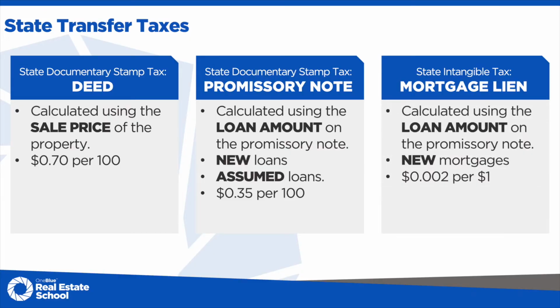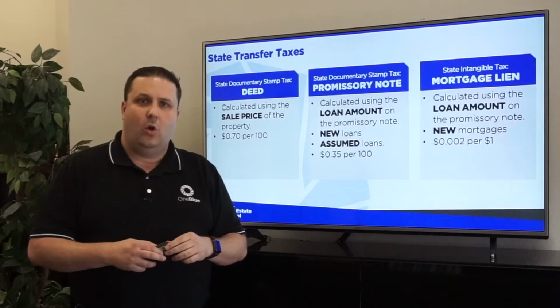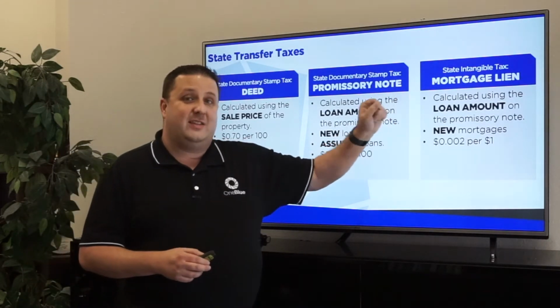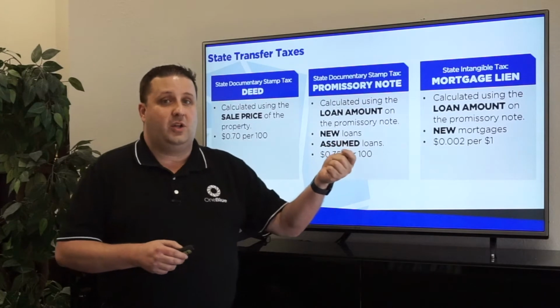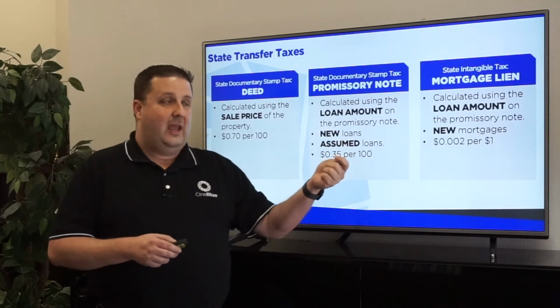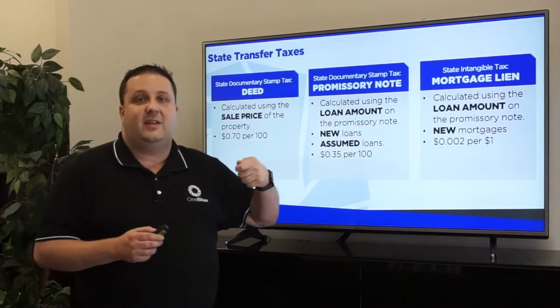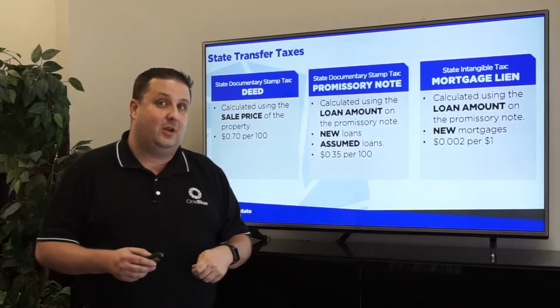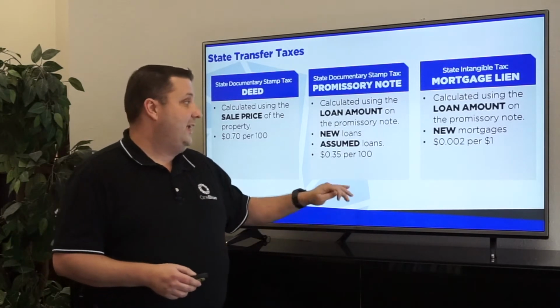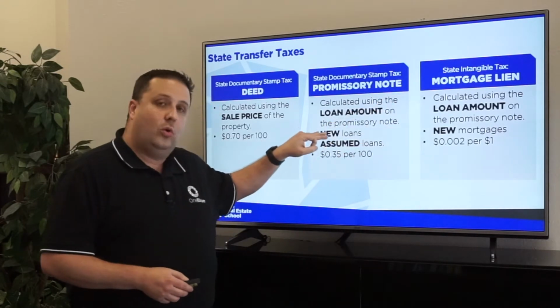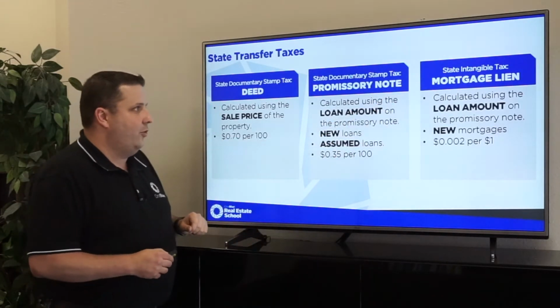And last, we have the intangible tax. We're calculating using the loan amount, and this only applies on new mortgages. Why? Why is it only on new where this one's on both? Remember, a mortgage is a lien, so we give a mortgage to the bank as a borrower. If there is a mortgage lien already for an assumed loan, the lien is against the property, not against the person. So we don't have to record a new one if there is an assumed loan. We only record a new mortgage lien on new loans. Hope that clears up a little bit for you there.